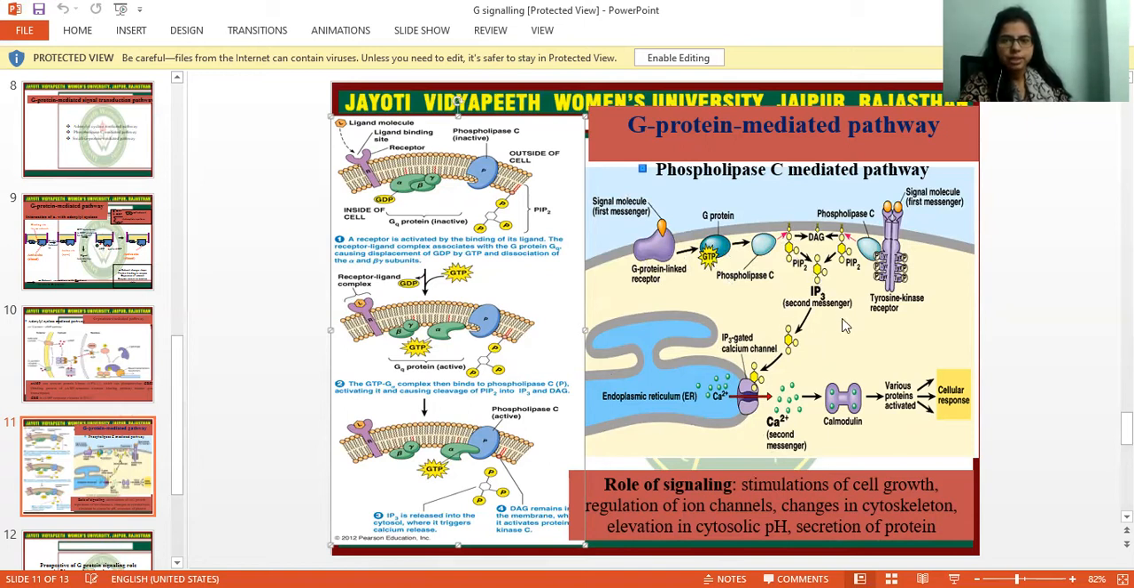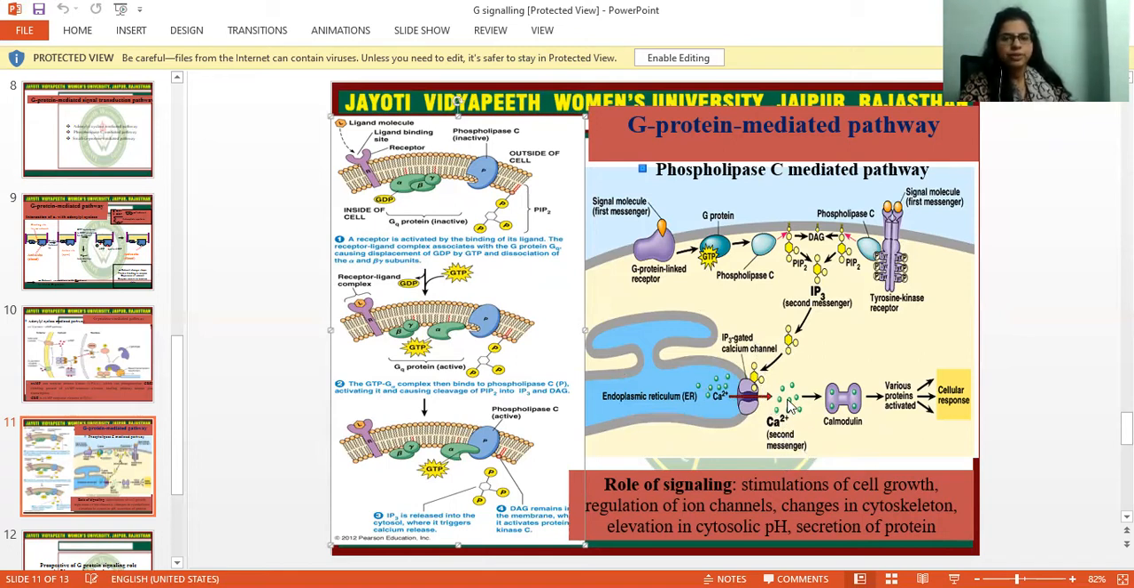These are the secondary messengers, and this IP3 further goes and binds to the IP3 gated calcium channel, which activates this channel, and this channel is present on the endoplasmic reticulum membrane. After the activation of this channel, the endoplasmic reticulum releases the calcium ion from the ER lumen to the cytosol. After the release of calcium ion, these are also secondary messengers.